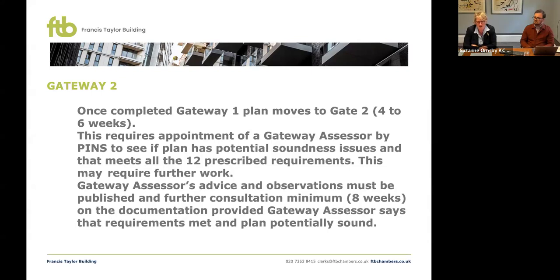Once that process has been gone through, the gateway assessor will provide advice and observations, and those have to be published together with the plan as it exists at that point for a further consultation of 8 weeks, provided the gateway assessor says that the requirements have been met and the plan is potentially sound.